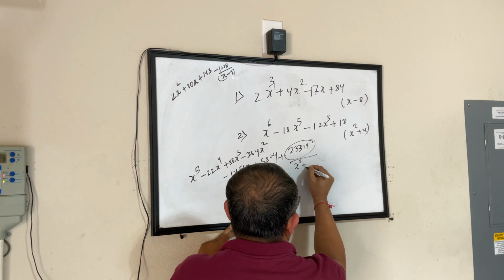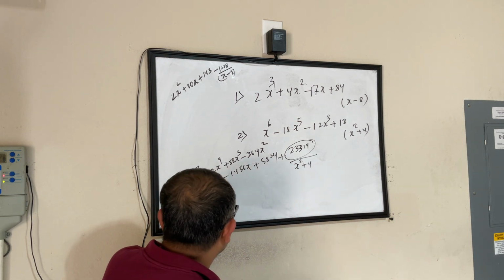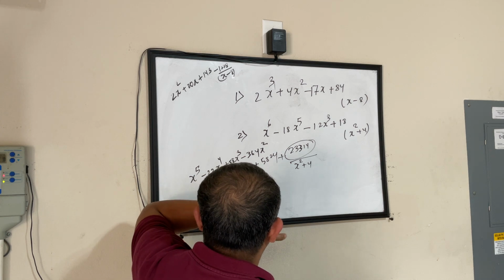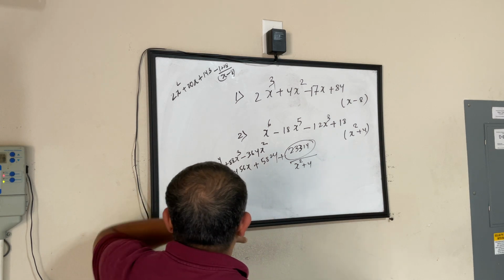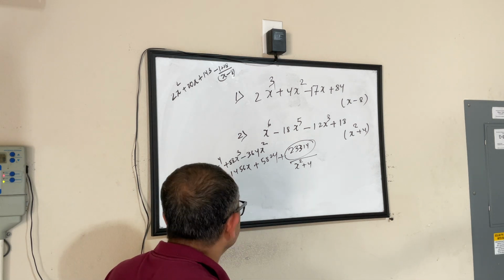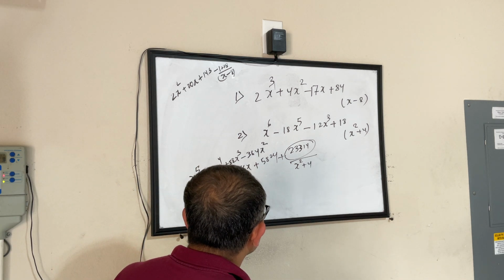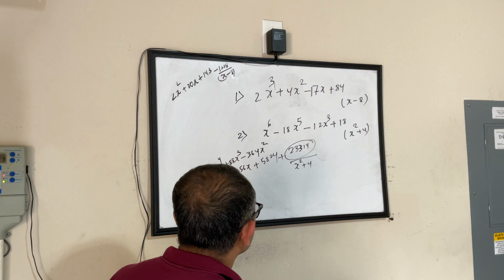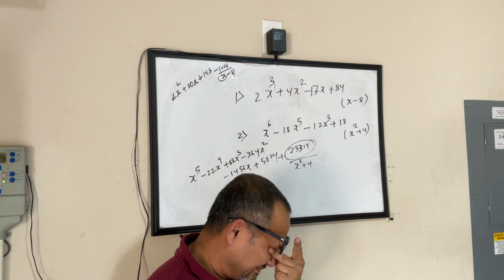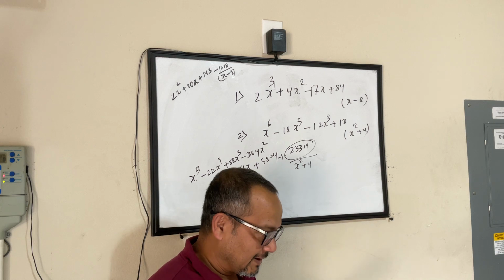Sir, I got a long answer too, but I got a different answer. I got x to the 4th power minus 18x to the 3rd power minus 4x squared plus 60x plus 16 plus negative 240x minus 82 over x squared plus 4.